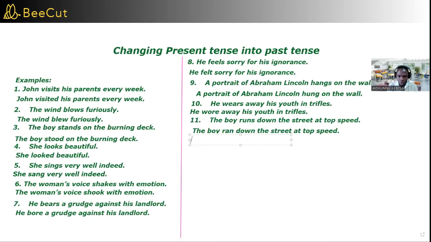And number 12, you're going to have another one here. The books lie scattered on the floor. This is what I need you to do now. You can unmute yourself now and try to change this to past tense. The books lie scattered on the floor. Change this to past tense and let's see what you have to say.